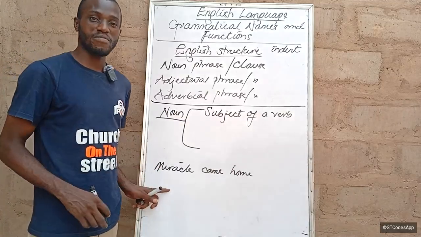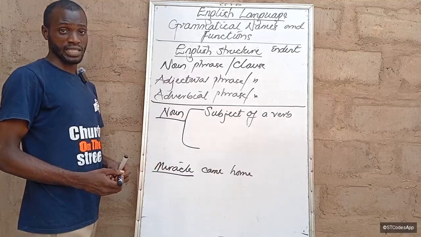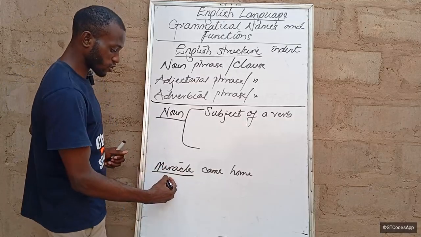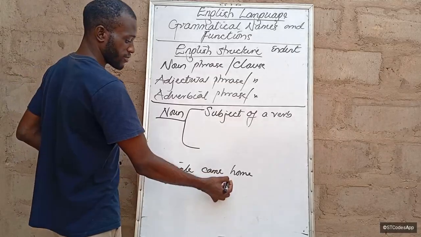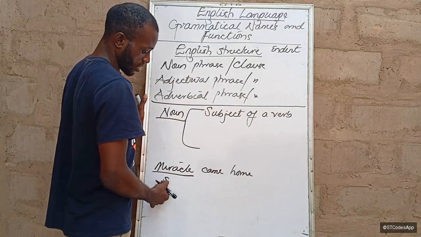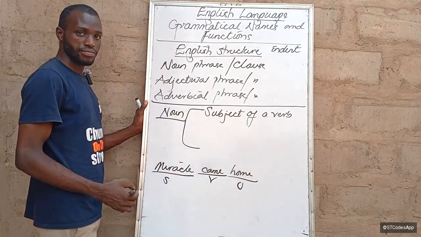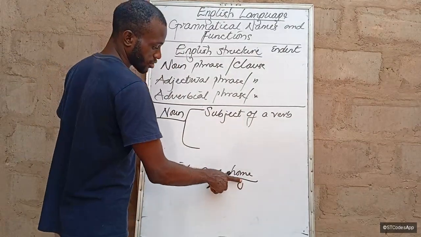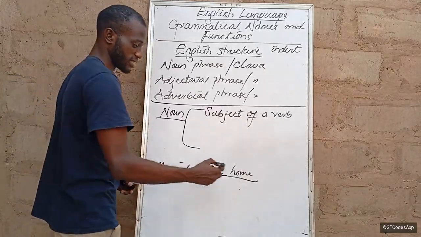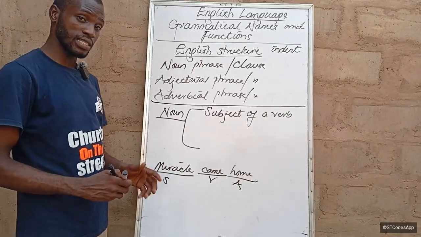So for example, you have "Miracle came home." Now you see the word miracle here is a noun, isn't it? And what is it functioning as here? It is doing the function of a subject, okay? And if we fragment these into the pattern, we're going to have S, V, and O, okay? Now, actually home here is not going to be an object, it's going to be an adjunct, okay? We're going to get to that later in sentence pattern.